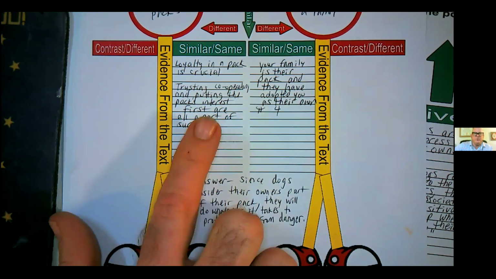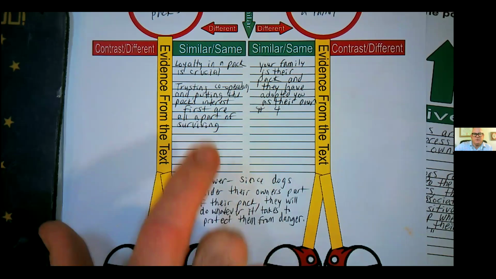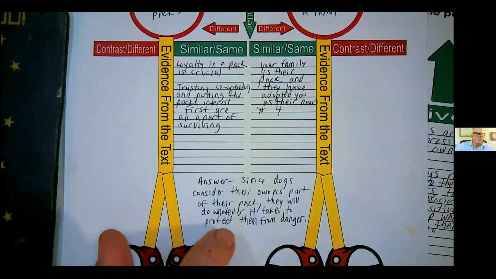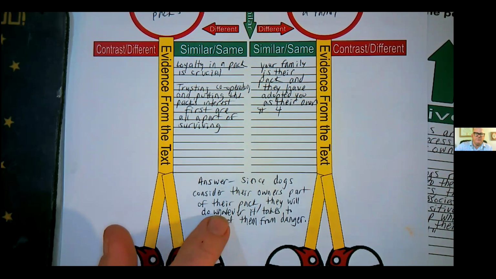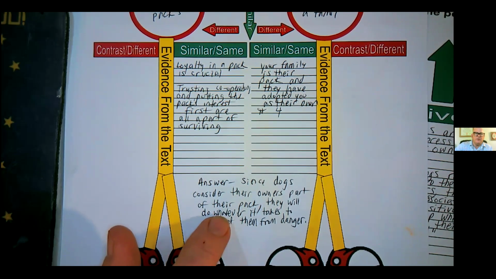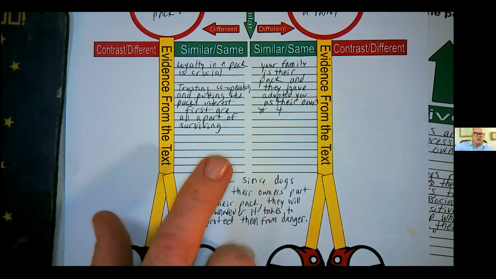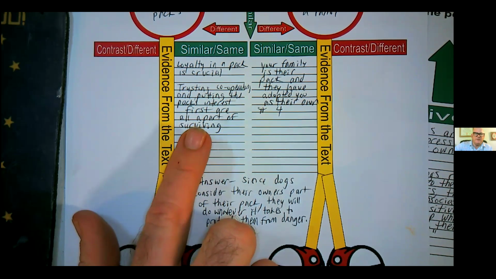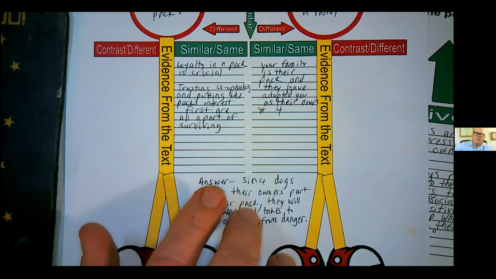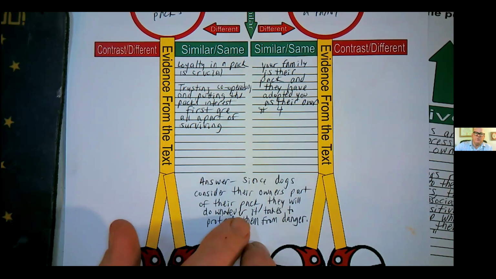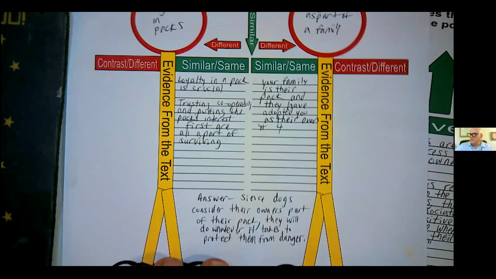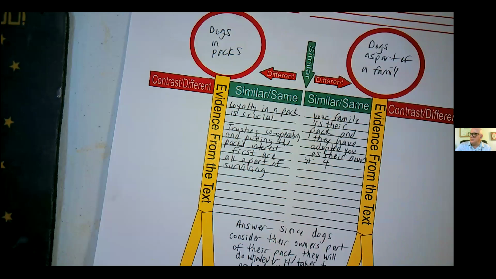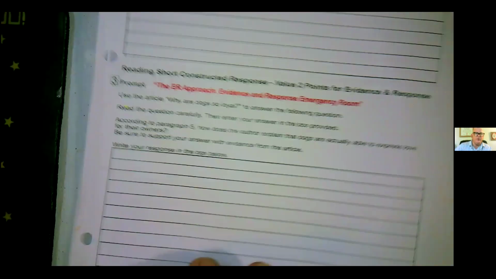If you're going to put the interest of the pack first, that means you're going to protect them, not yourself. Okay. And doing what it takes, that's all part of surviving, that you're going to keep your owner alive, even more important than yourself. So that's that one. Let's take a look at number three.